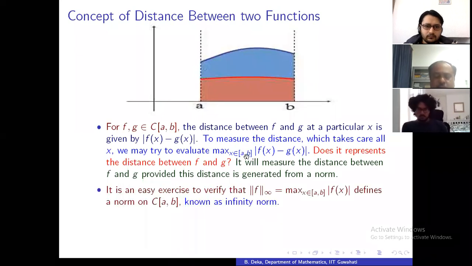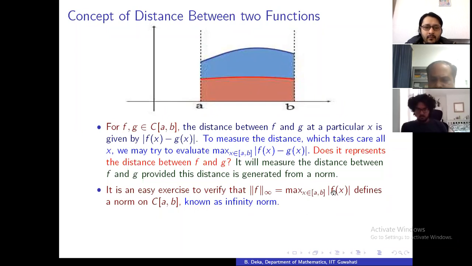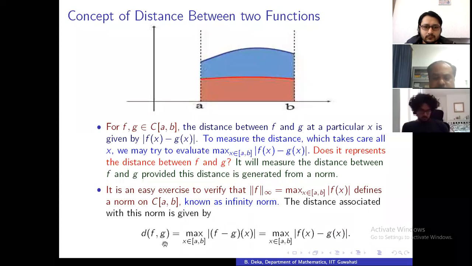In fact, one can associate this distance with a norm that is called the infinity norm or supremum norm. How is it defined? If f is a continuous function, then the magnitude of f, the infinity norm, is equal to the maximum of mod f of x for x belonging to [a, b], and this gives you a distance between the two functions f and g.